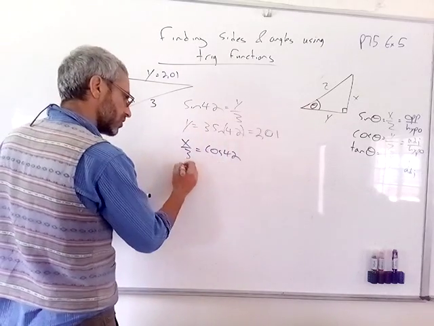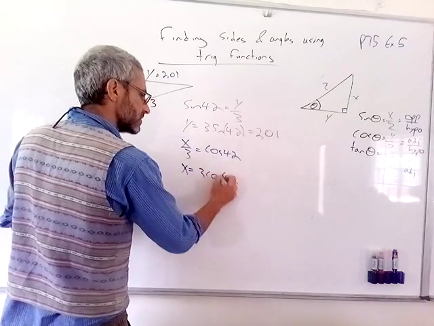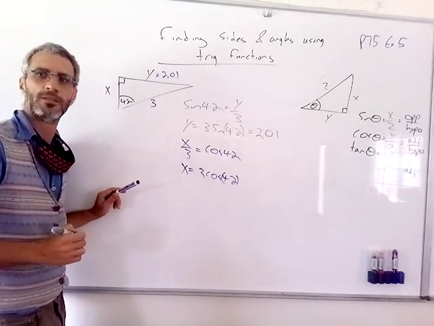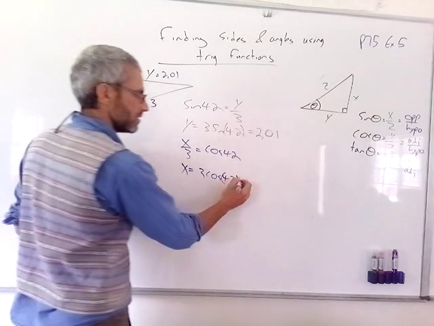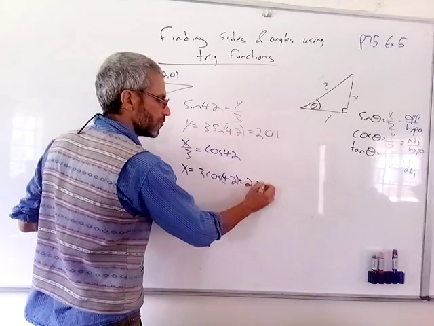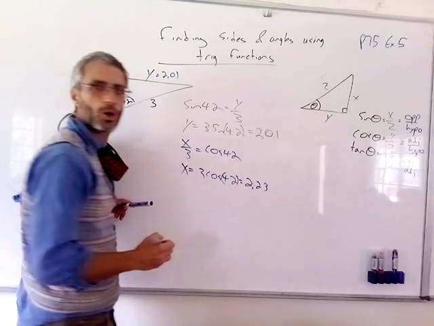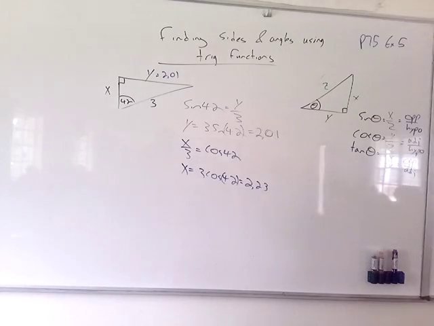First of all, move the 3 to the other side. Write 3 cosine 42, and then just stick that into your calculator. What do we get? With the rounding, 2.23. We're all happy with that. Easy, isn't it? Let's do some of that kind of exercise.